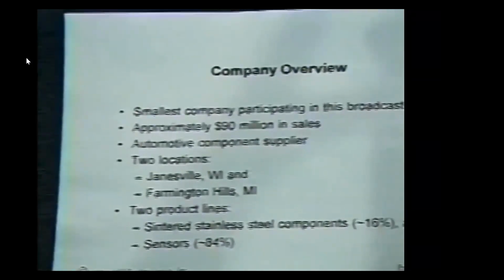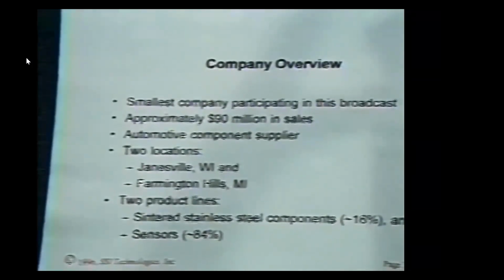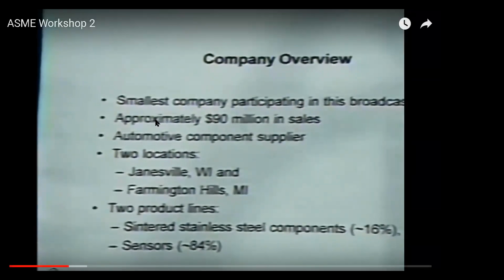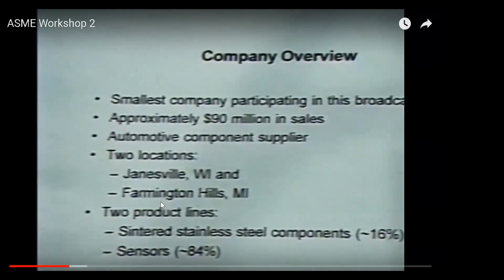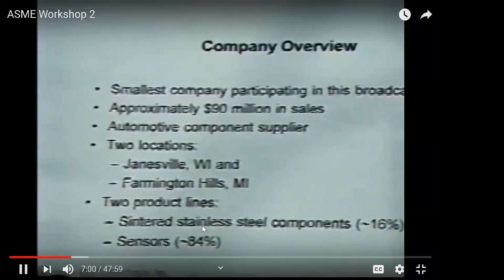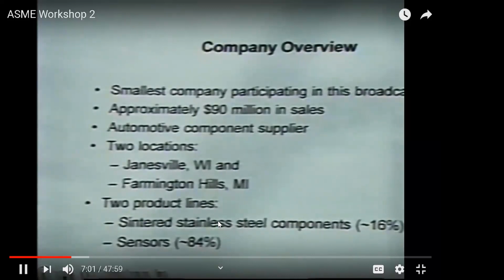So let me begin by describing a little bit about SSI. We are by far the smallest company represented in this talk today. We are about $90 million in sales per year. We mainly supply to the automotive market. There are a couple of side markets, but 98% or so of our business is with the automotive sector. We're located in two places: Janesville, Wisconsin, where we produce our parts as well as perform the design, and another office in Farmington Hills, Michigan, where we service our customers.